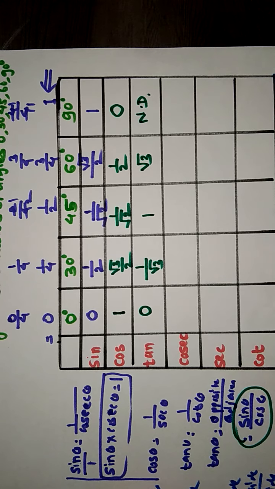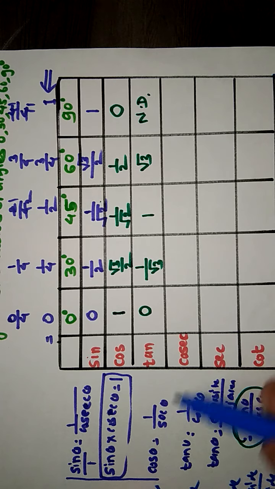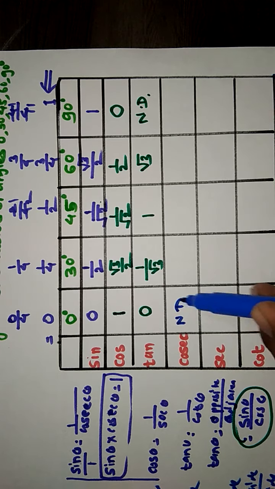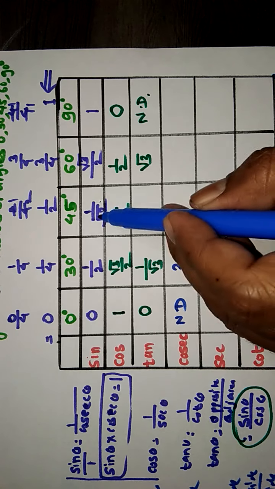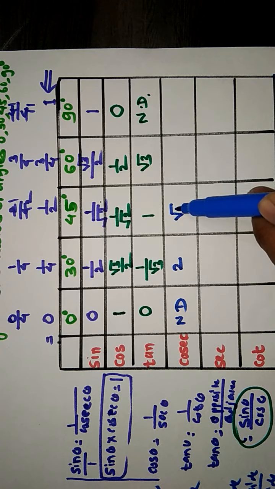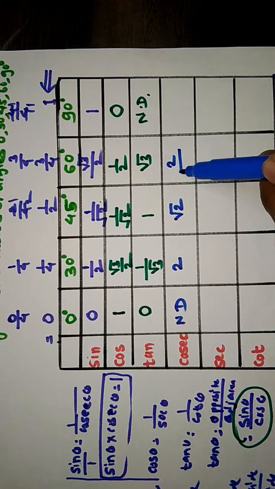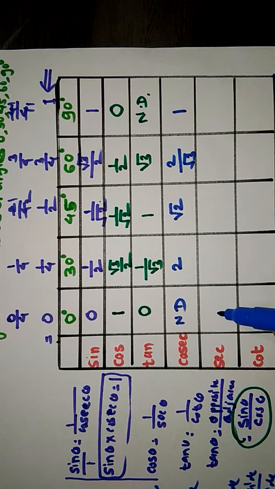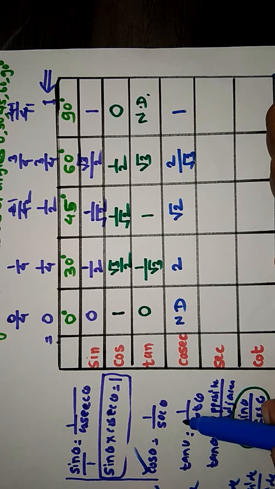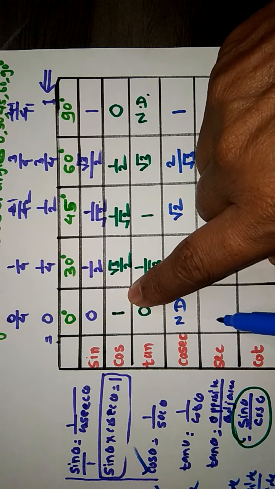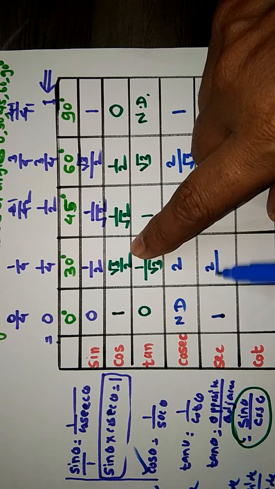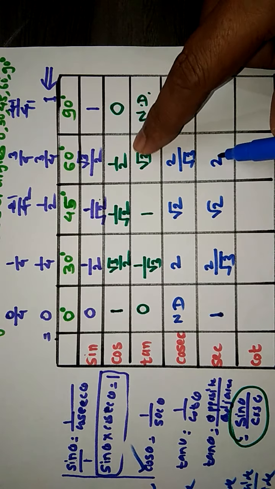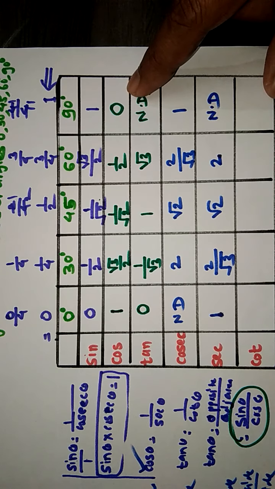Then write down the values of cosec. Cosec is the reciprocal of sine theta, so the reciprocal of 0 is not defined. The reciprocal of 1 by 2 is 2, the reciprocal of 1 upon root 2 gives root 2, the reciprocal of root 3 by 2 is 2 upon root 3, and the reciprocal of 1 is 1. Now sec theta is the reciprocal of cos: the reciprocal of 1 is 1, then 2 upon root 3, then root 2, then 2, and the reciprocal of 0 is not defined.